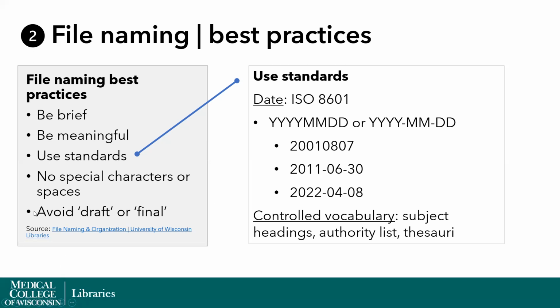Another standard you might consider using in your file names are controlled vocabularies. So this could include subject headings like MeSH terms, or an authority list or a thesaurus. What this is, your group would come up with a list of preferred names on how to describe something, and you would use that throughout your file naming practices. And then you could share this list with others so that they could see what the preferred names are, and then understand what's in your files.